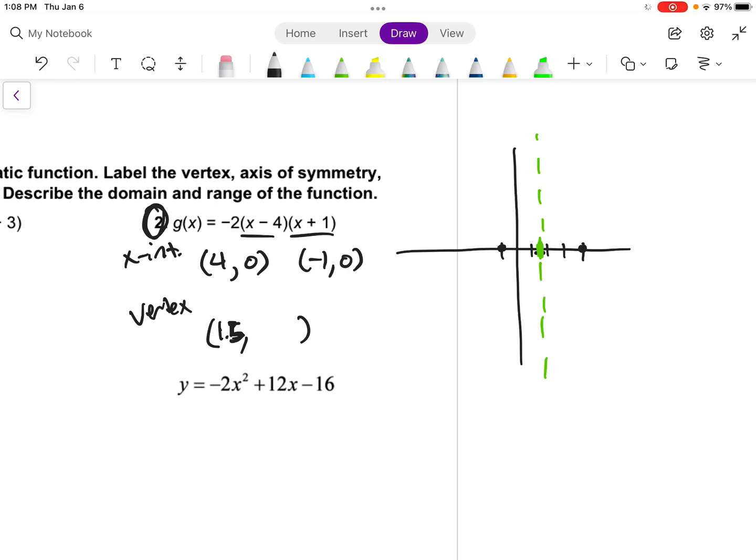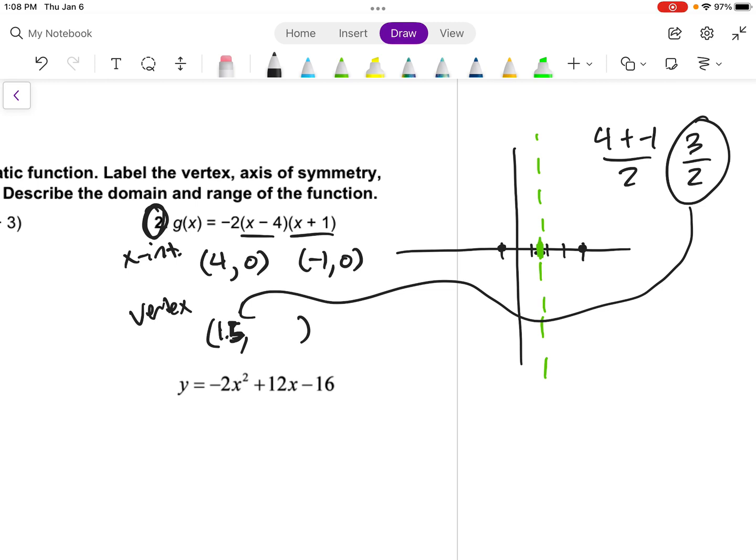But before we do, just a quick note. If you want to use that formula to find the 1.5, you can do that. I would just go 4 plus negative 1 divided by 2. So 4 plus negative 1 is 3. And 3 divided by 2 is 1.5. So if you want to add them together and divide by 2 rather than counting on the graph, you can do that. That works out fine.